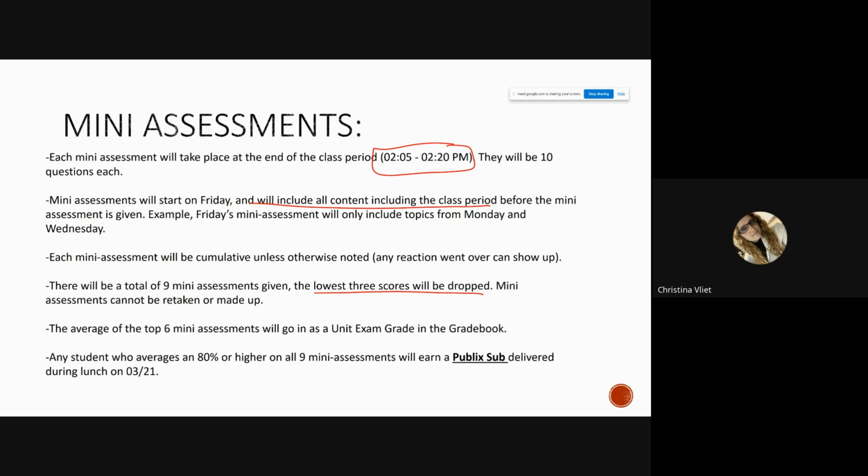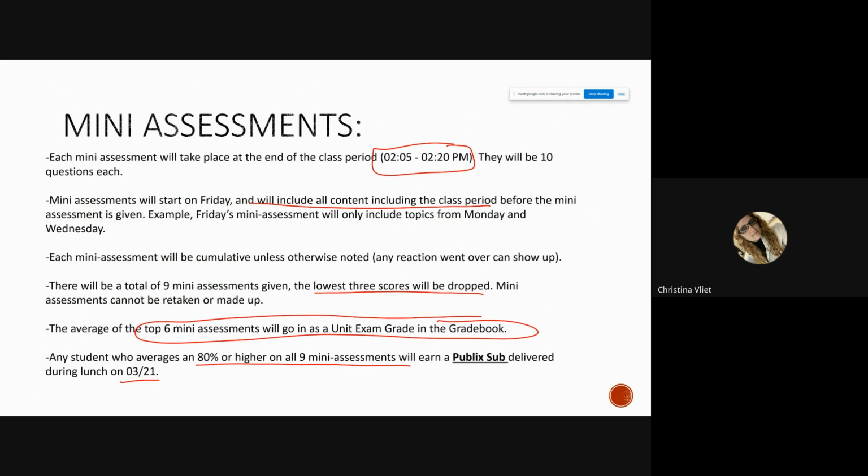And so the top 6 mini assessments are going to go in, once all 9 have been given, as a unit exam grade in the grade book to go with your unit 5 and your actual unit 6 exam, which are all the Cambridge questions. And finally, any student who averages an 80% or higher on all 9 will earn a public sub during lunch on the class period before we go to the spring break that we have. So that's a mini assessment.